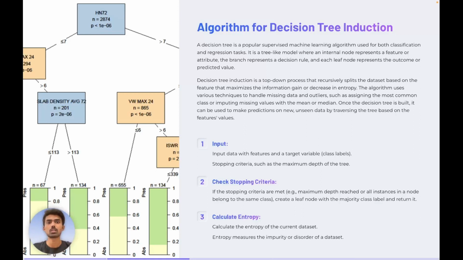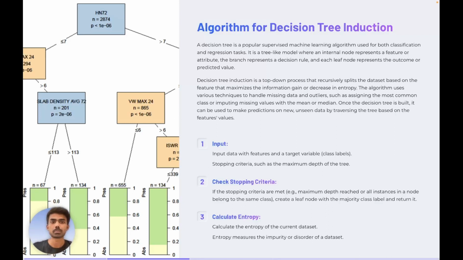It is a top-down process that recursively splits the dataset based on the feature that maximizes the information gain, such as if it is winter and then if it is sunny, then you would go out or not. You would make your decision based on such information. That's why it is written: it's a top-down process that recursively splits the dataset on features that maximize the information gain, or decrease in entropy.